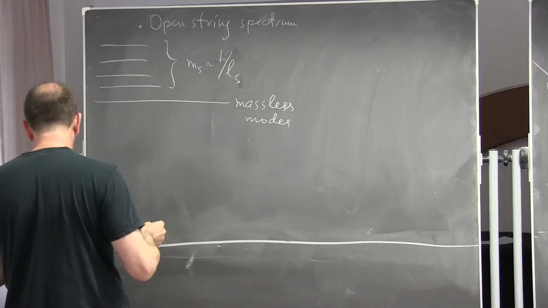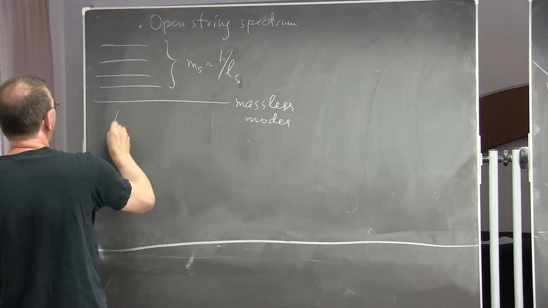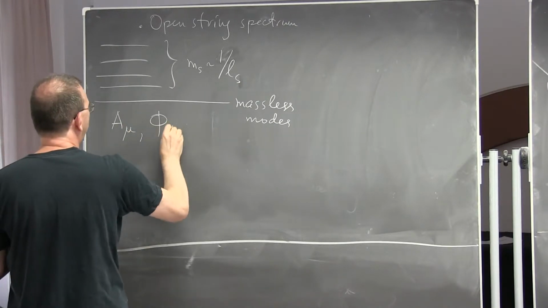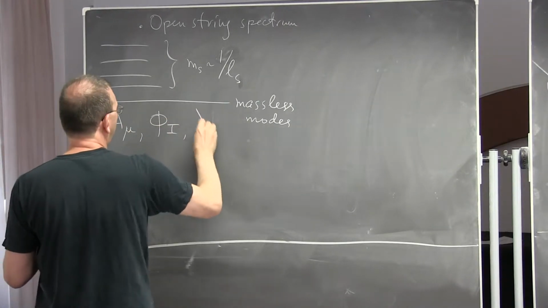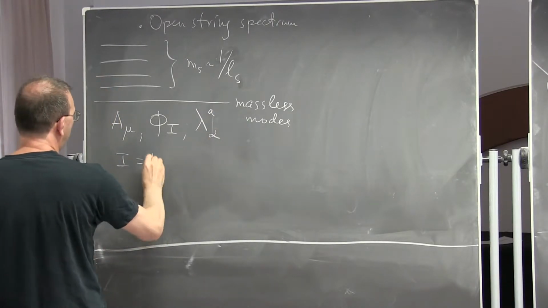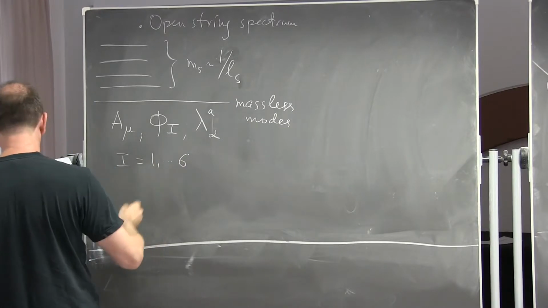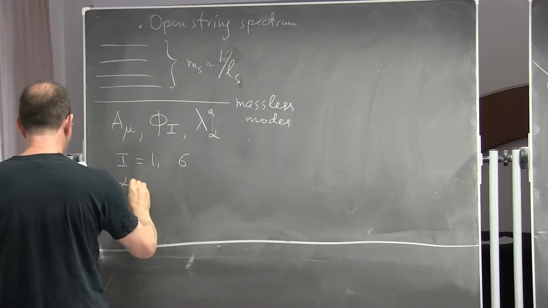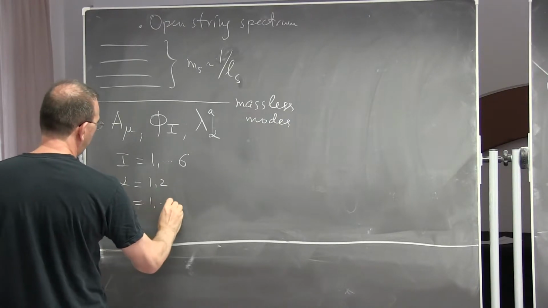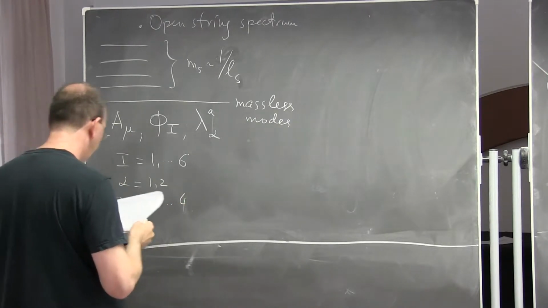And these massless modes again can be classified. These massless modes contain A_mu, and then there are some scalar fields, and then there are some fermions. I'll put some indices, so I will go from 1 to 6. There are some scalars, and then alpha is 1 or 2, and A is 1, and so on, to 4.